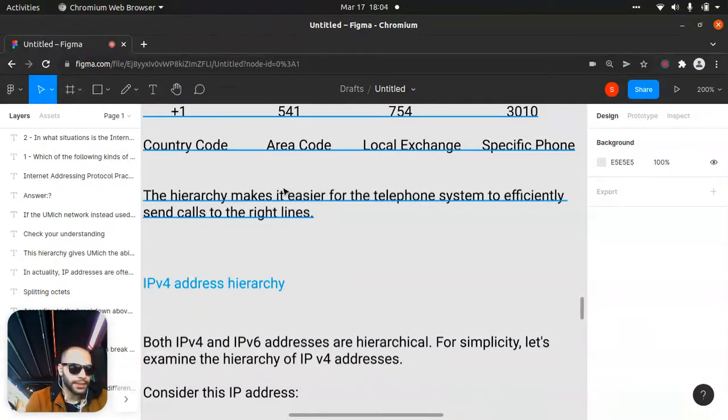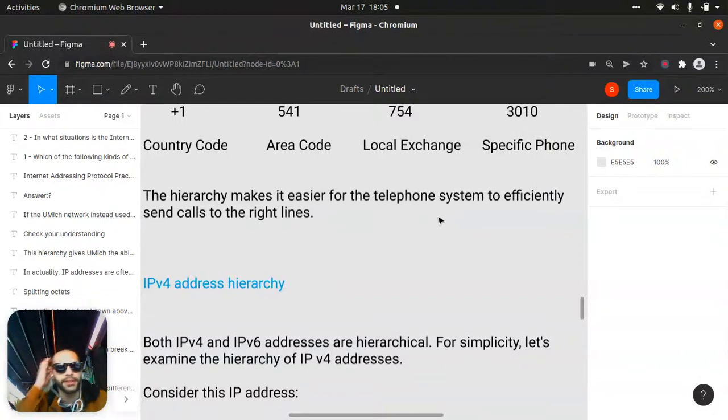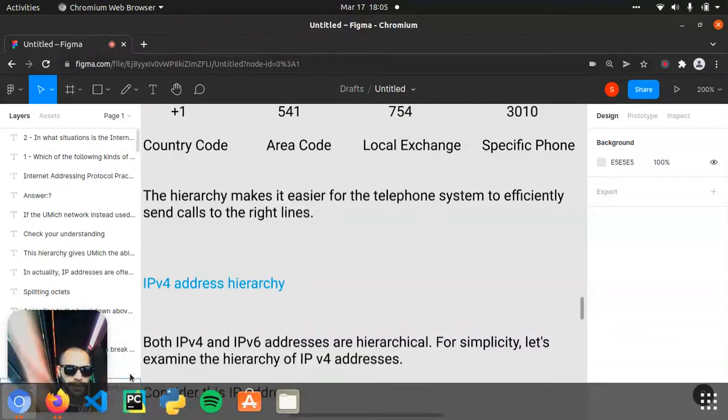Let's read it again. The hierarchy makes it easier for the telephone system to efficiently send calls to the right lines. For the phone, it's the same like that.